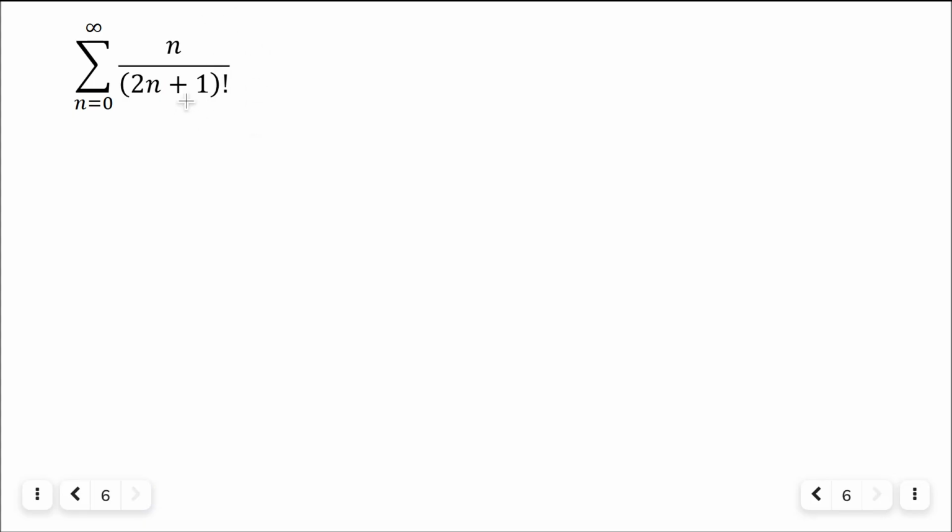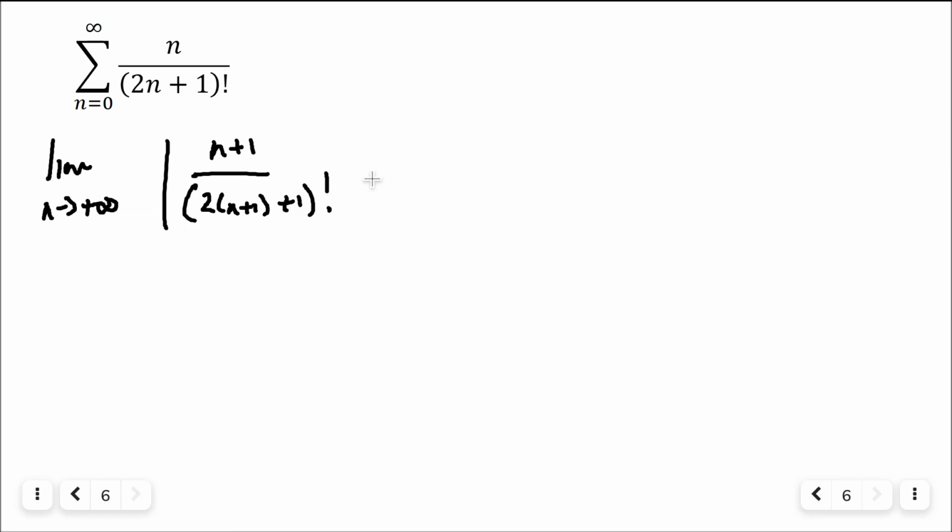Okay, last one. Let's try n over (2n plus 1) factorial. All right. So we're going to take the limit then. We're going to use the ratio test again. And we're going to have n plus 1 over, replace all the n's with n plus 1. So it's 2 times the quantity n plus 1, under the factorial. Times, let's flip this thing over, (2n plus 1) factorial over n.